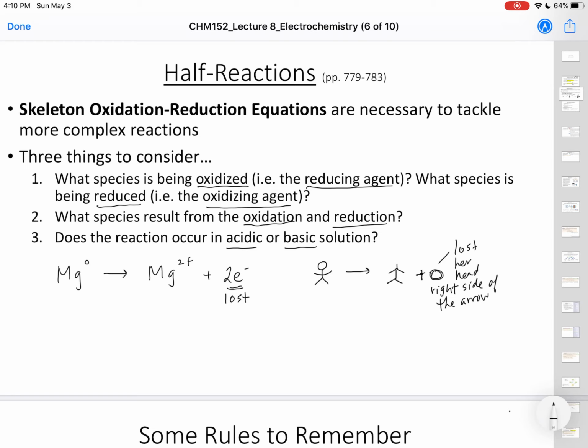And when things are lost, remember we said LEO goes GER, so loss of electrons is oxidation. So this reaction that I've written here, Mg0, neutral, becoming Mg2 plus and 2 electrons, is a half reaction that represents a loss of electrons, or what we call an oxidation.